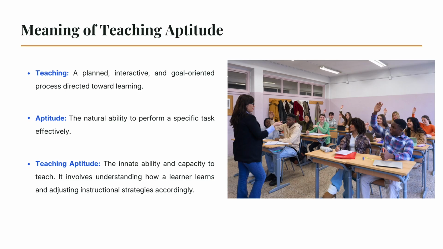Teaching is a planned, interactive, and goal oriented process through which a teacher helps learners acquire knowledge, skills, attitudes, values, and critical thinking abilities. Then, what is aptitude? It is an ability to do something. When we combine teaching aptitude, it is the ability to teach. And a teacher should understand how a learner learns and how a teacher should teach.